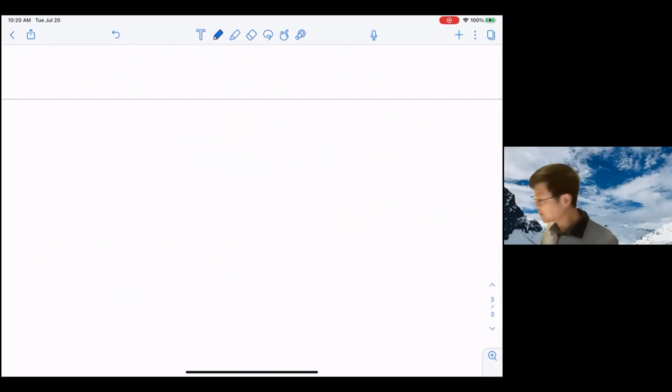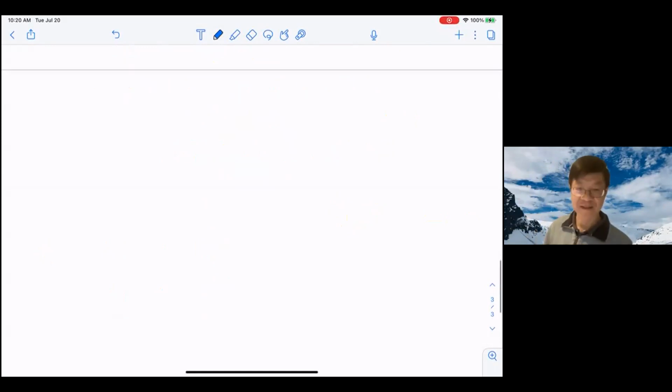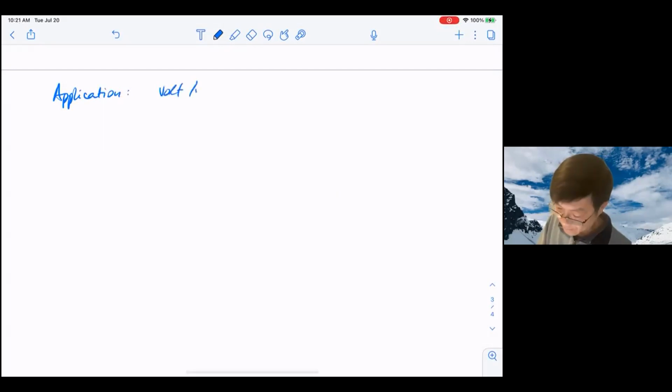Let me check the time, 10:20. I have 10 minutes. Okay, let me briefly discuss an application of this linearized model. So this is the voltage control.